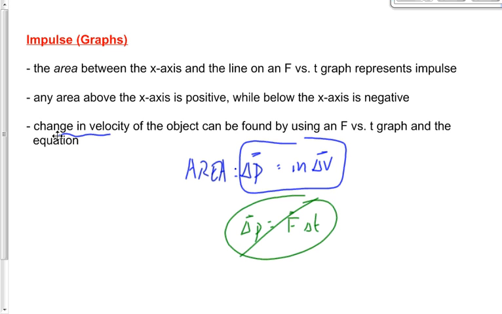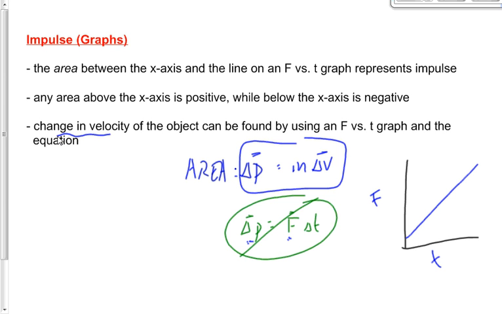You won't use F times delta t. We'll get a graph for a second. Even the most simplistic F versus t graph. Why could you not use F times delta t here? No, the force versus time graph would still give you impulse. It's not the impulse part of it that's the problem. It's the force part of it that's the problem.